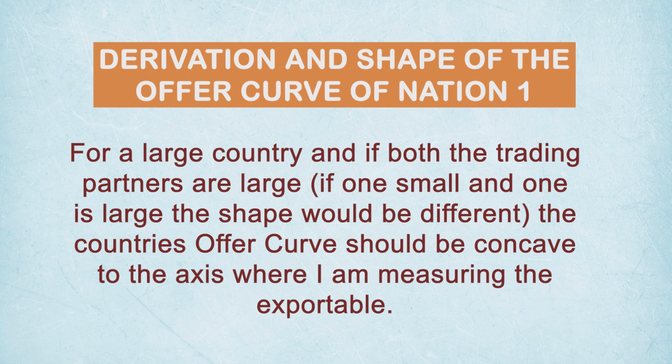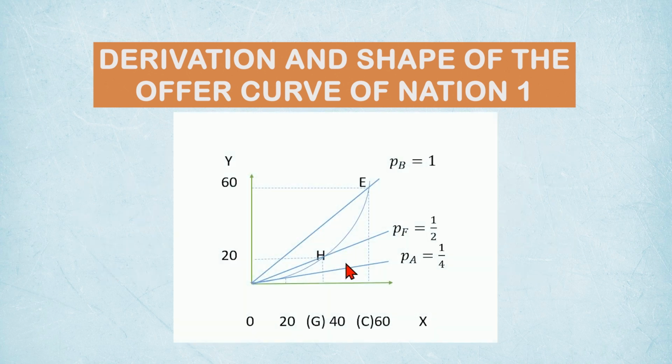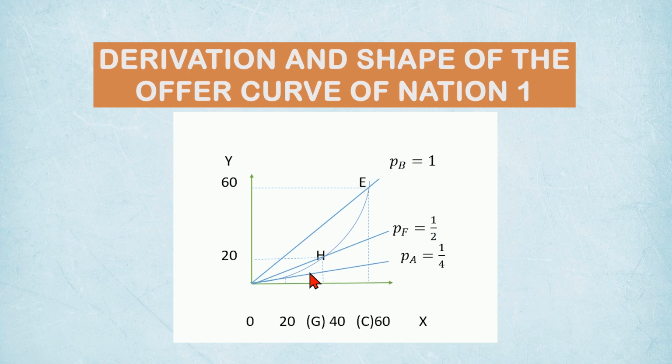But at this moment, consider that both the countries are large. The country's offer curve should be concave to the axis where I am measuring the exportable. Country 1's offer curve is convex to the axis where I am measuring country 1's exportable X. And then, depending on these price ratios, PB, PF, PA, I can tell you how much of exportable X is required to equalize with the amount of importable. How much? That we need to calculate, because that depends on the price ratio. And then you connect all those points and you get the offer curve.